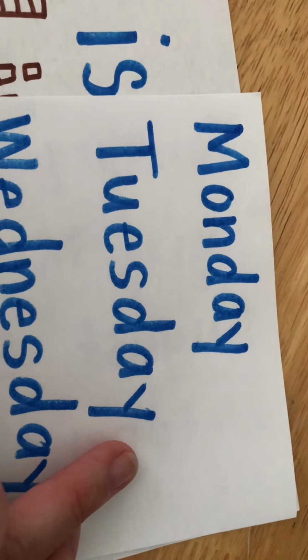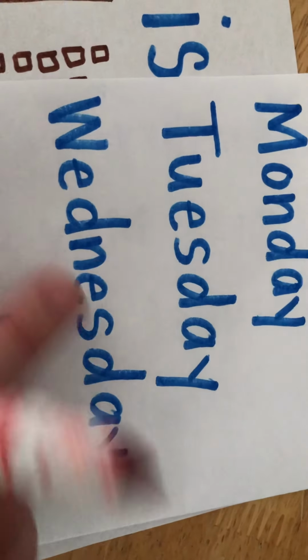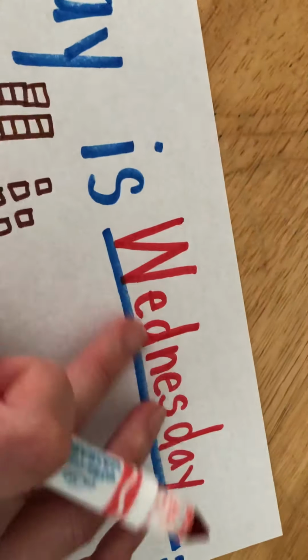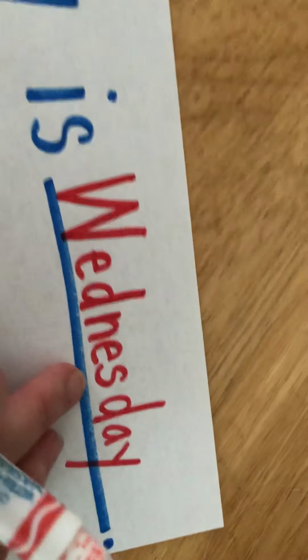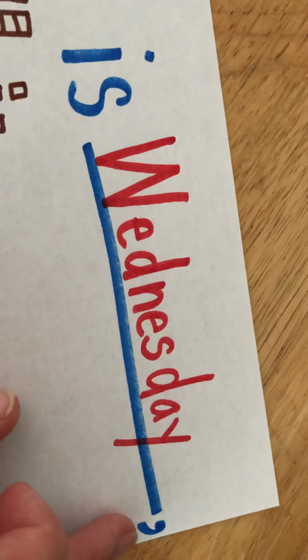Now yesterday was Tuesday, and I'd asked you if you knew what tomorrow would be. Well, tomorrow has come. Yesterday was Tuesday, so that means today is going to be Wednesday. And I've already written the word Wednesday right here for you with my capital W. It says today is Wednesday. There's my comma to take a breath.